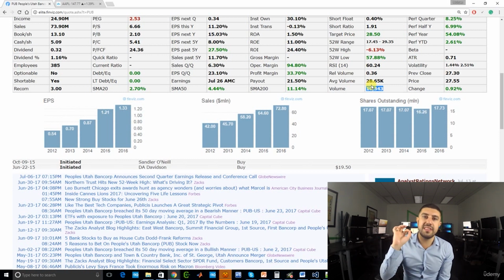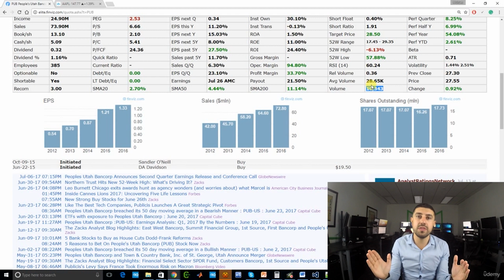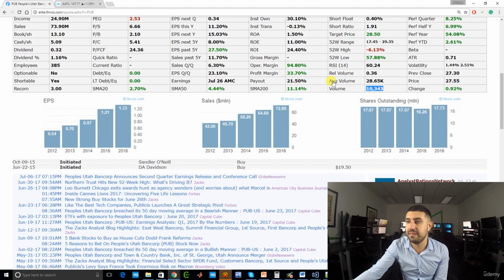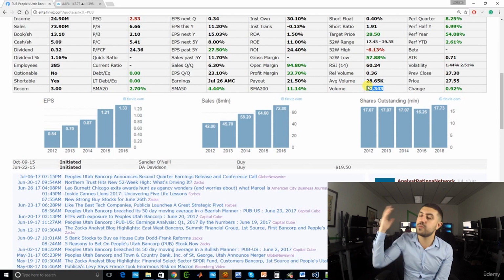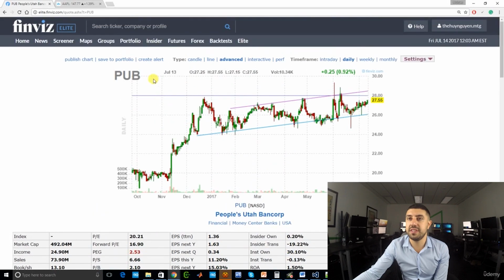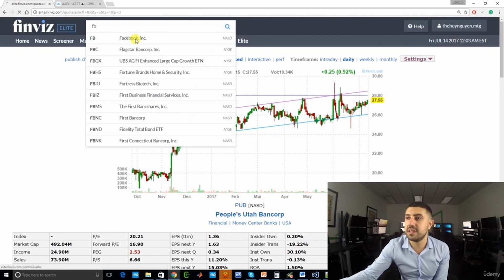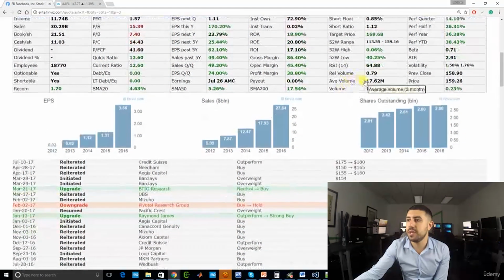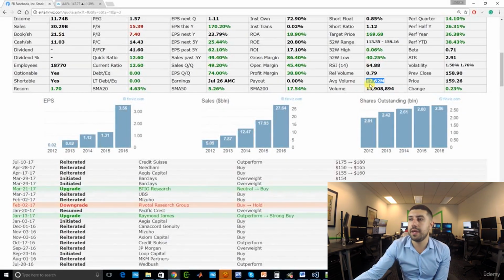And usually everybody looks at the 3-month average. So the last 3 months' worth of volume, what's the average of that? And on Finviz, here you have it. It's right here, average volume, 3 months. So this one actually on average does 28,000 shares a day. It happened that today it made 10,000, but some days it does way more. If I go back to Facebook, on average it does 17 million a day, okay?